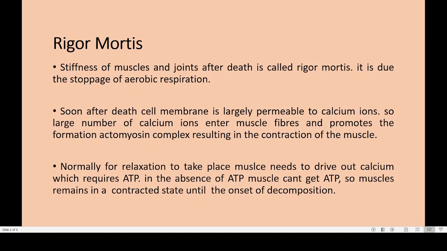Soon after death, the cell membrane is largely permeable to calcium ions. So a large number of calcium ions enter the muscle fiber and promote formation of the actomyosin complex. Because in the last class I showed you the actin fiber as well as the myosin fiber, and when they attach to each other, that results in the formation of a complex known as actomyosin.